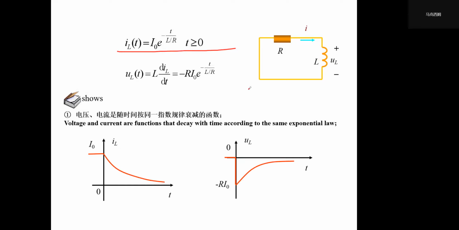So their curves look very similar. If we flip this over to the other side, you can see they almost look identical. So this is a continuous function, and this is a jump. So we see the current of the inductor cannot jump, but its voltage could. So the voltage just jumps.